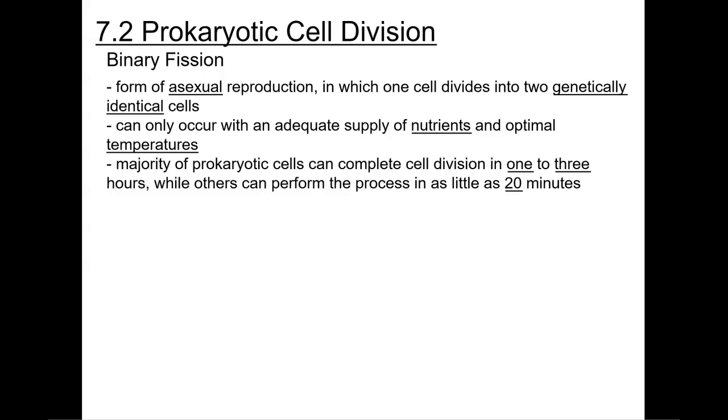It can only occur with an adequate supply of nutrients and optimal temperatures. Those are going to be the key. The majority of prokaryotic cells can complete cell division in 1 to 3 hours, while others can perform this process in as little as 20 minutes. So the well-known E. coli bacteria divides about every 20 minutes.